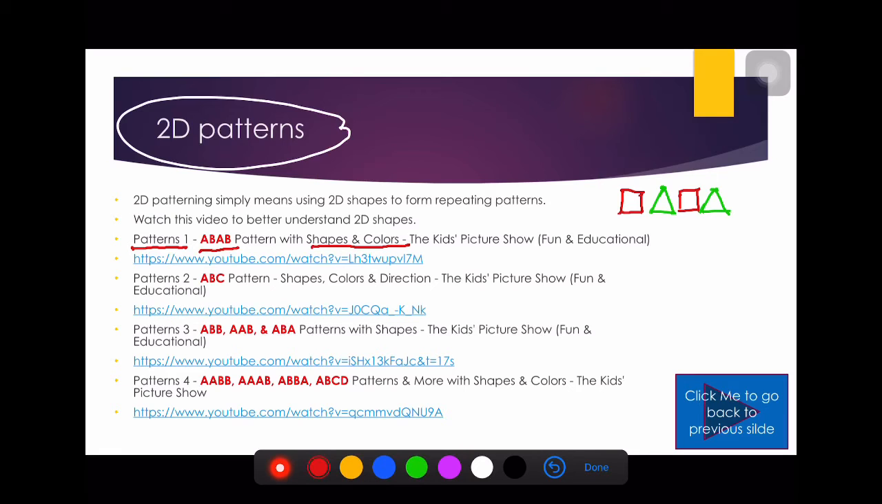The second one is the ABC pattern, where you can include shapes, colors, and direction. Take for example, this is red. We're looking at colors. A red square, a blue triangle, because it's 2D, and the next one is a rectangle.